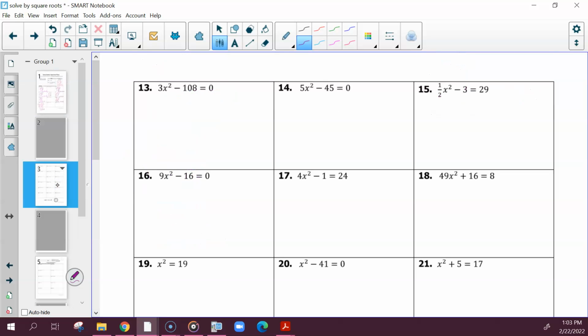Number 13. We need to get rid of the 108, so we're going to add that to the other side. Then we are going to divide both sides by 3. That's going to give us 36. And take the square root of both sides. So x equals plus or minus 6. X equals negative 6 and 6.